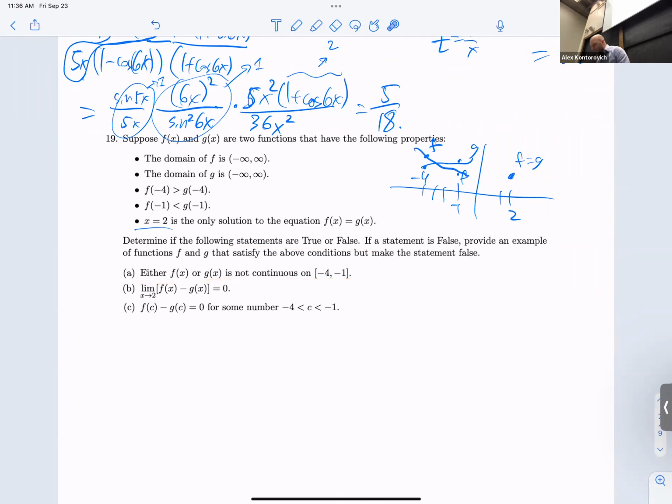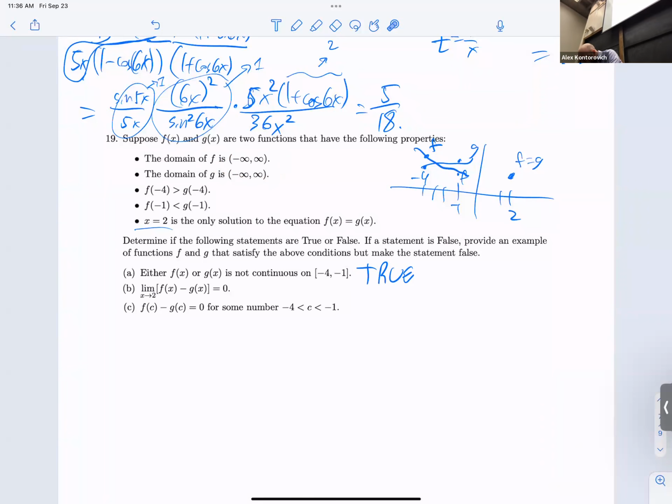If both f and g were continuous, they would have to cross. They don't cross because the only place where they agree is out here. So either f or g is not continuous. That's true. One of them must not be continuous. One has to jump over the other because they're defined everywhere. Their domain is everything. So one has to jump over the other to make sure that they don't cross.